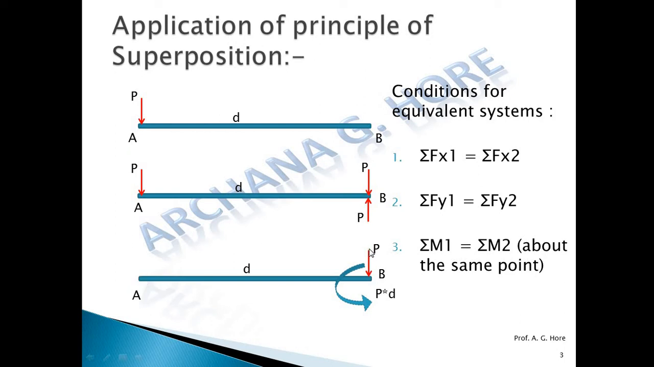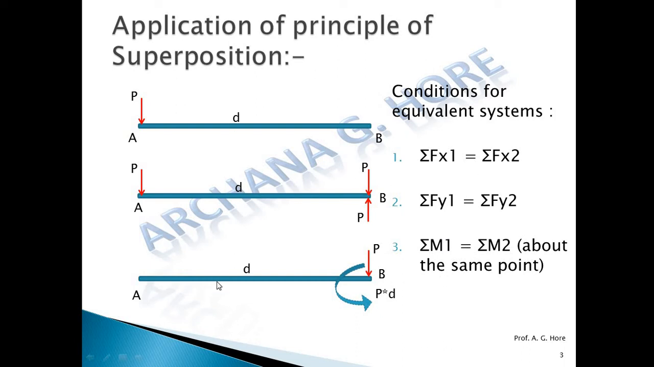Now this force rotates about point A clockwise. So clockwise means minus P into the perpendicular distance, so minus P into d. And one couple is there which is an anti-clockwise couple, so plus P into d. So minus P into d and plus P into d equals 0, which means the third equation is also satisfied.